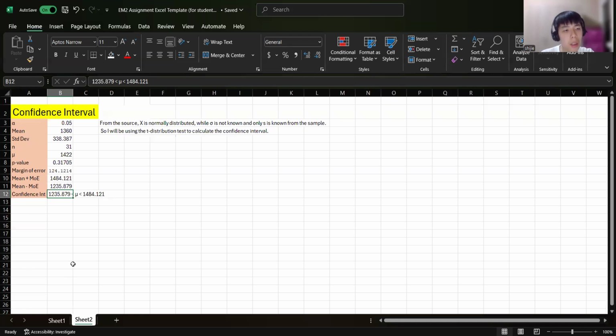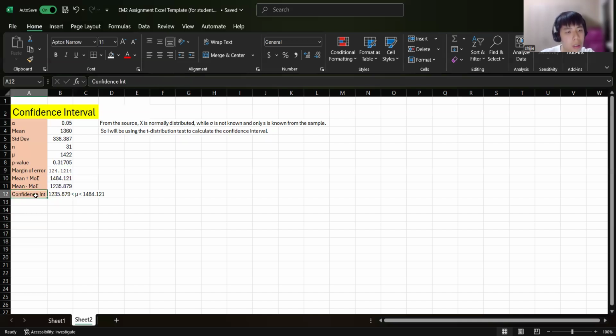For the second part, I calculated the 95% confidence interval. From the source, I concluded that X is normally distributed while the population standard deviation was not known and only S was known from the sample. So I'll be using the t-distribution to calculate the confidence interval, and I calculated the margin of error. We needed the standard deviation, the significance level, and the data size.